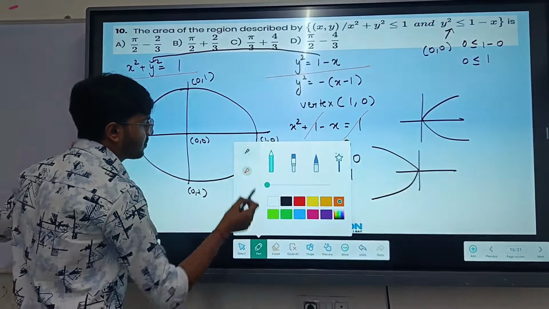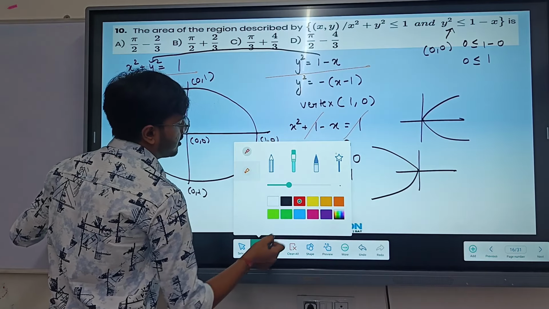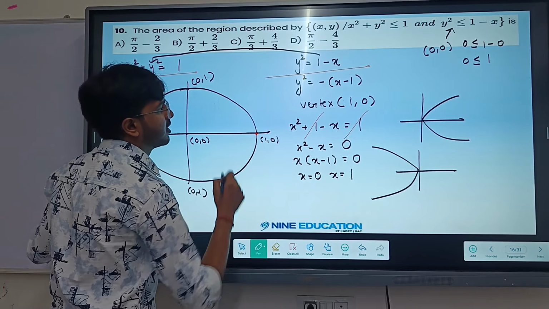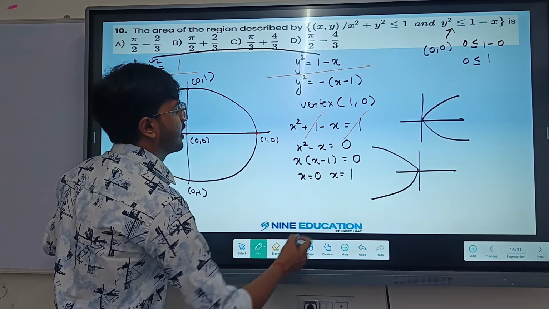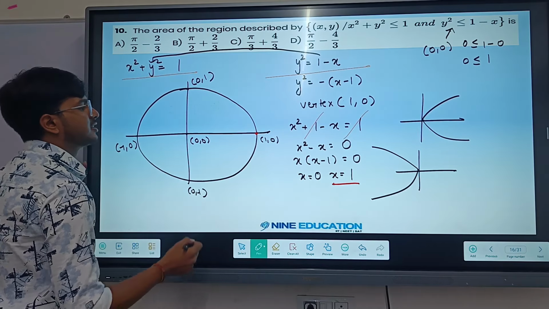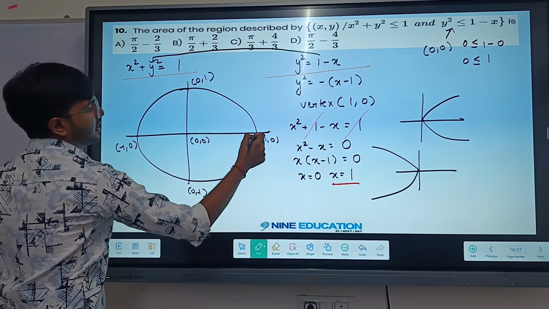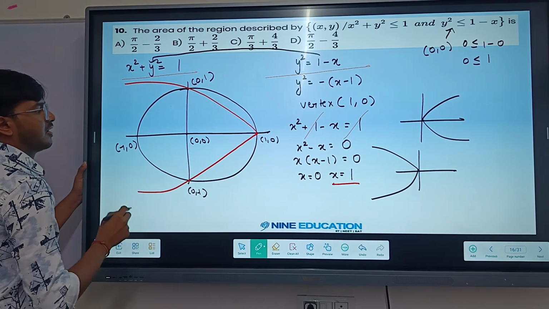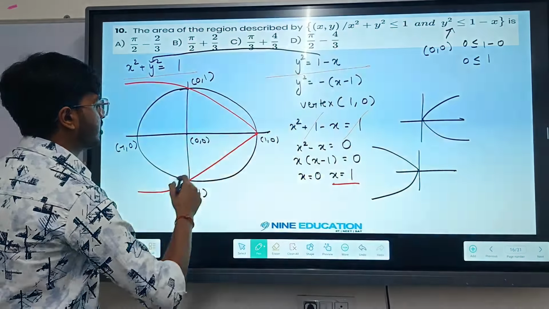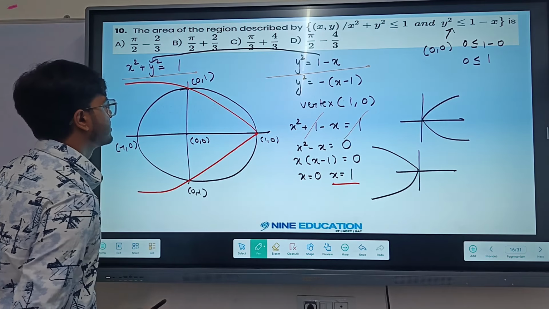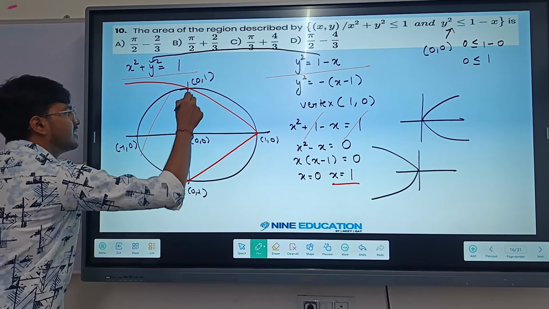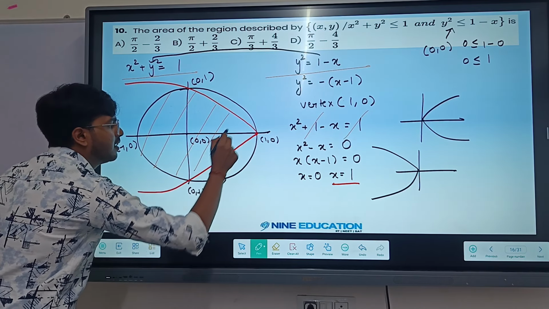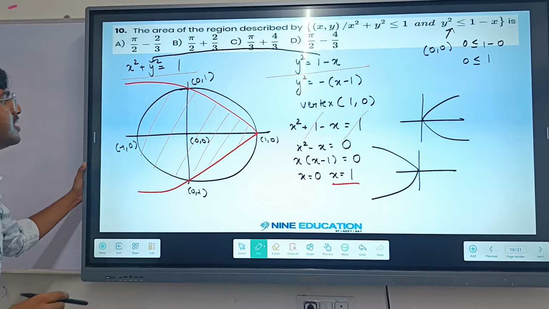Let's draw the parabola. Where is the vertex of the parabola? Vertex of the parabola is 1, 0. And where is it intersecting? At x equal to 1. At x equal to 1, it will open something like this. So the parabola would be something like this. And what is the region containing the origin? The inside region. So basically I have to find the area of this whole part.